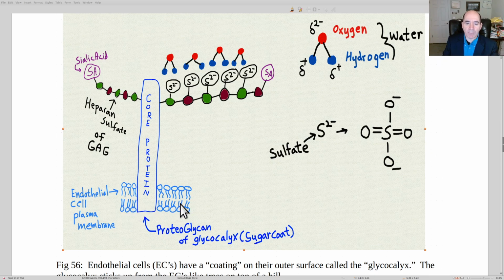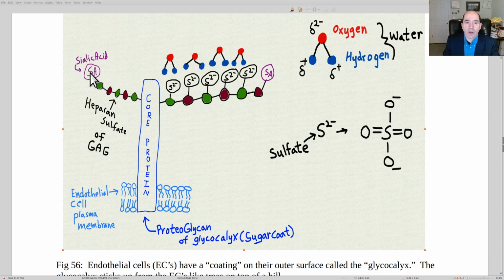So here's the plasma membrane of the endothelial cell, the cell that lines arteries. Endo means inside. And there's these anchoring proteins, the core proteins that are attached to these repeating units of sugar structure like molecules. And the glycocalyx, glyco means sugar, calyx means coat, so the sugar coating on the outer surface of cells. And the way to think of it is like a bunch of trees sticking up from a hill, and they've got lots and lots of negative charges on them.